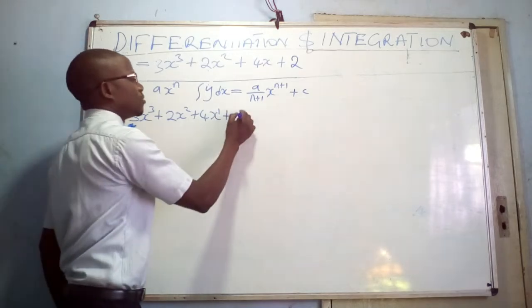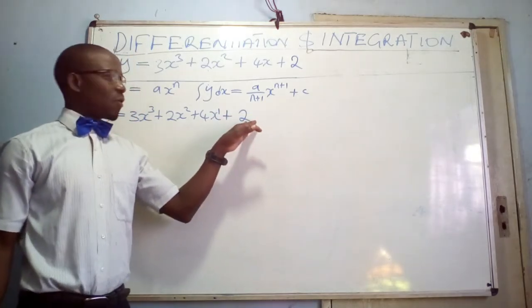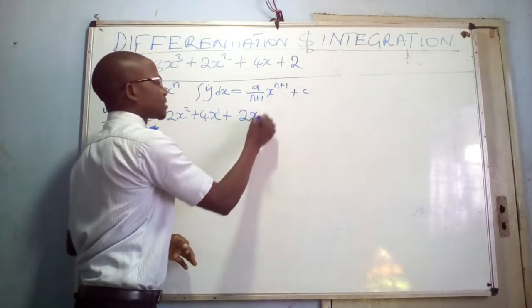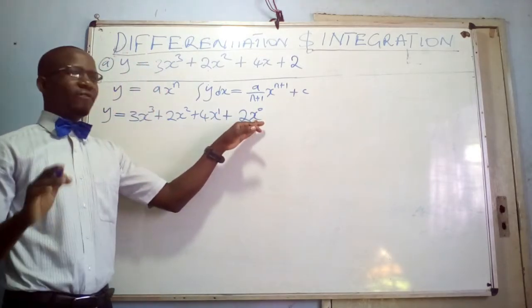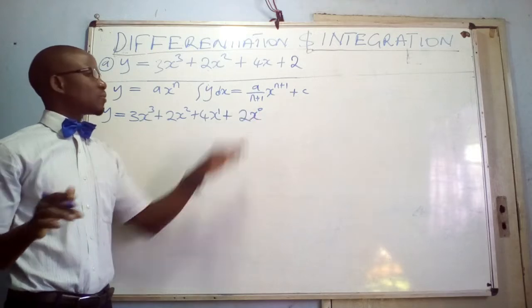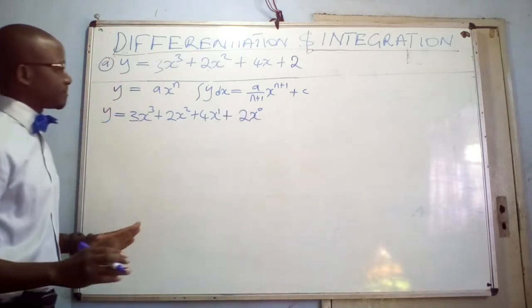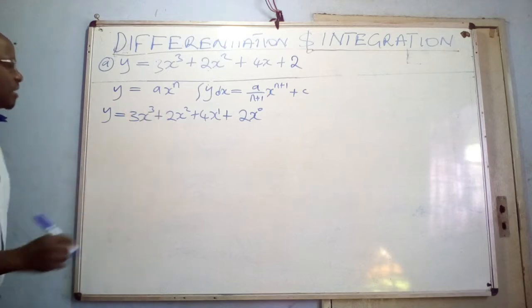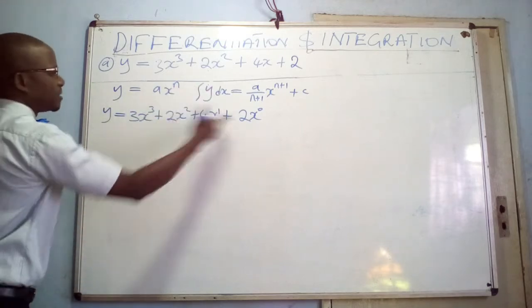Then plus 2. This 2 has no x, so we can write x to the power 0. It will not change anything, because any variable or any number to the power 0 is equal to 1. So this does not change a thing. Now, let us integrate. Our y is this one.